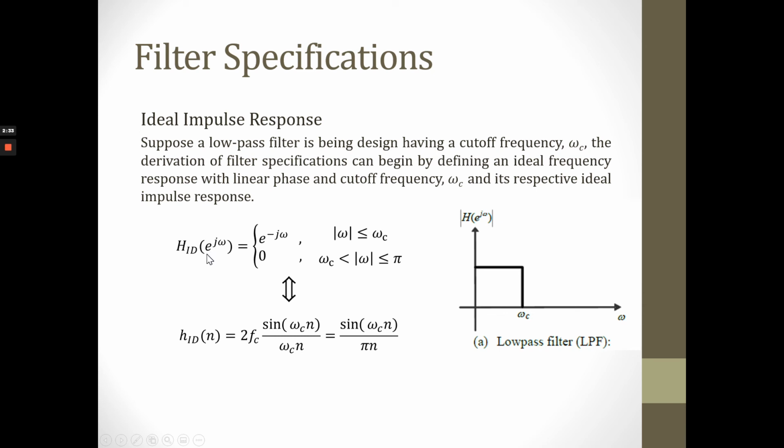So the ideal frequency response is equal to e^{-jωα} for frequency equal or lower than the cutoff frequency in this region, and it is equal to 0 for frequency larger than ωc and lower or equal to π. Using the Fourier transform, the ideal impulse response can be determined using this equation, which is equal to 2fc, the cutoff frequency, sin(ωc n) divided by ωc n, which is also equal to sin(ωc n) divided by πn, where ωc n is equal to πn.